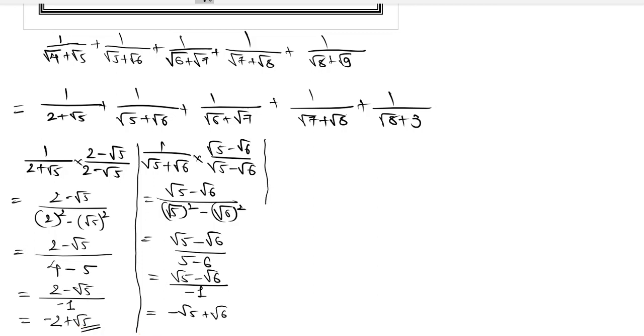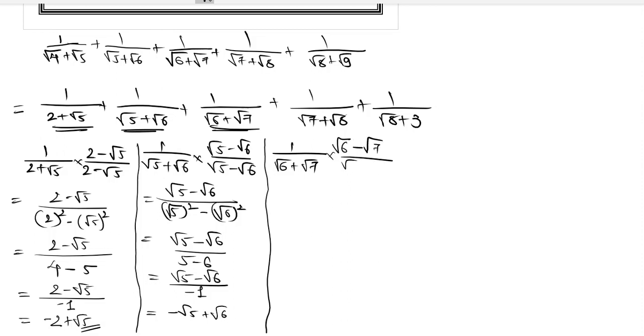By now, some clever people might have started understanding the pattern in which this question is going. I will show you the pattern in a very interesting manner. 1 upon root 6 plus root 7, that is the next fraction, right? This one is rationalized, and the third one we are rationalizing now. What will we multiply it with? Root 6 minus root 7. You know what will be the answer? I'm just writing the final answer to show you the pattern.